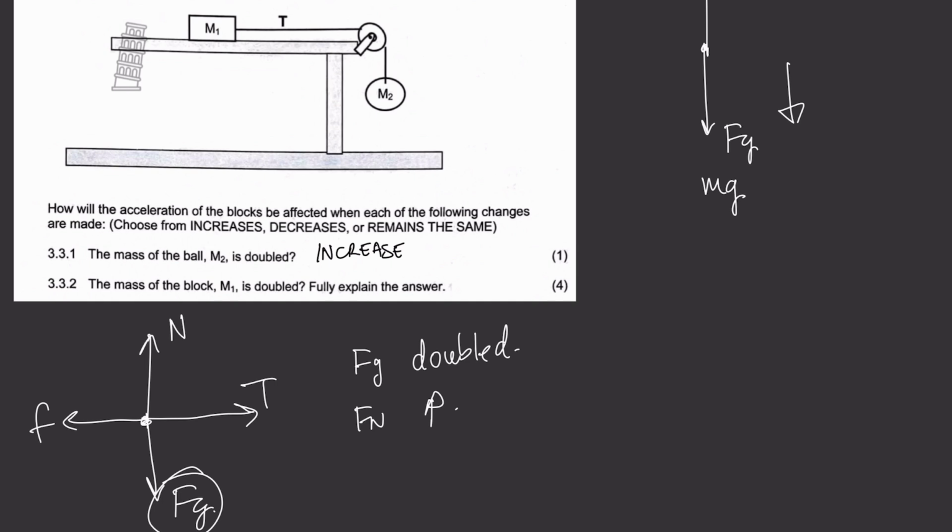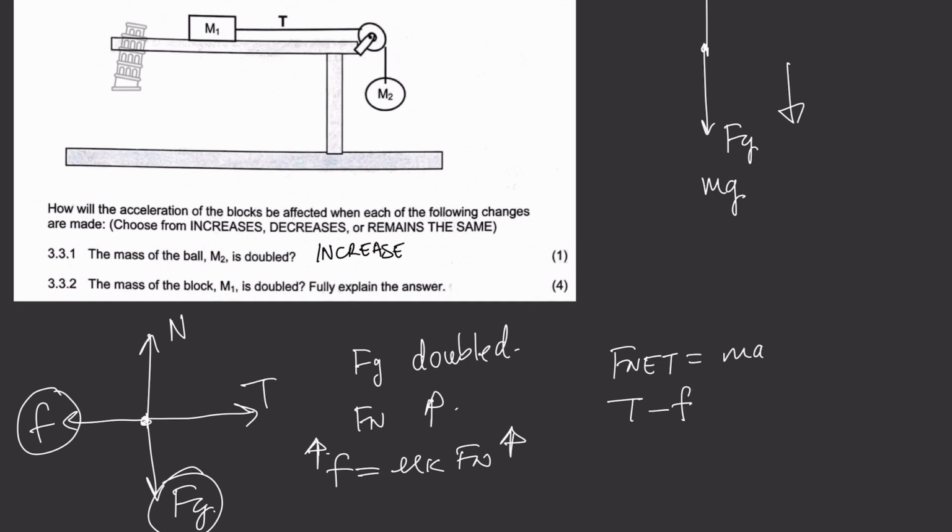And if Fn doubles, then that's going to have an effect on friction, because remember, friction is equal to mu k times Fn. And if Fn increases, it means that the friction is going to increase. And since we can see here that F net equals ma, T minus the friction is equal to ma. If the friction is increasing, it means that the acceleration will get smaller. So the acceleration of the system will decrease.